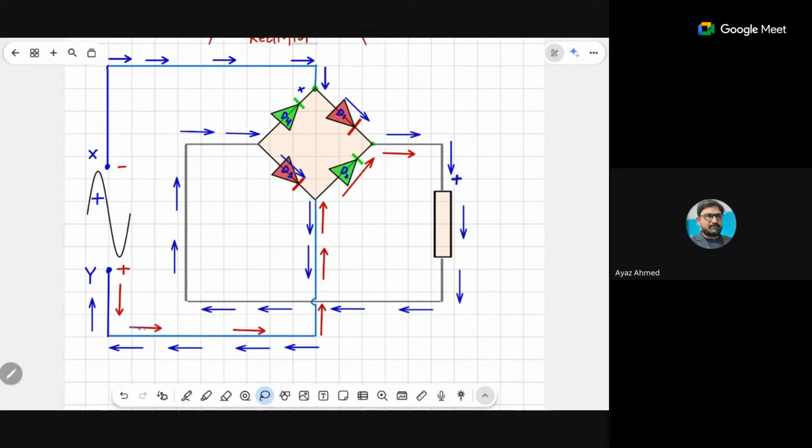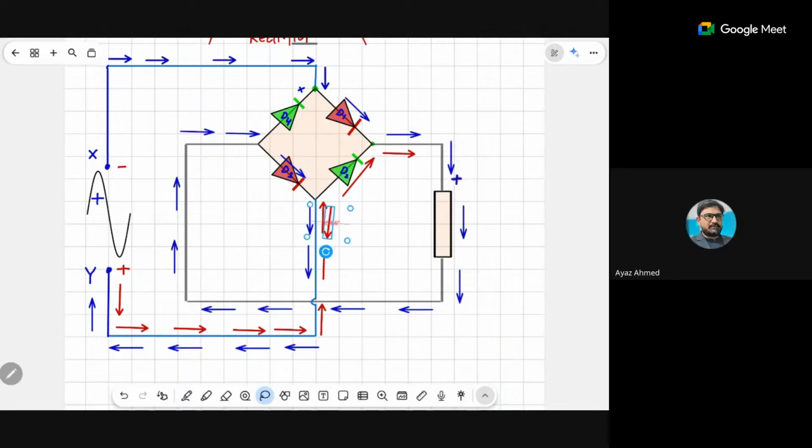That is why I have drawn these arrows in opposite directions. The arrows are opposite to each other before the current makes an entrance in the circuit, but after that it becomes the same. Now the current is in the same direction.